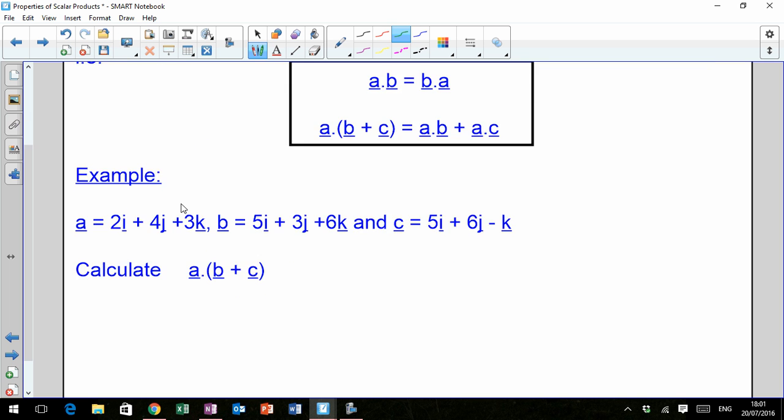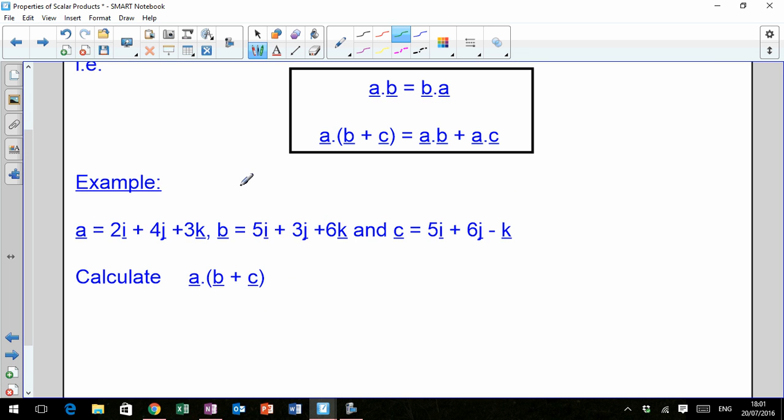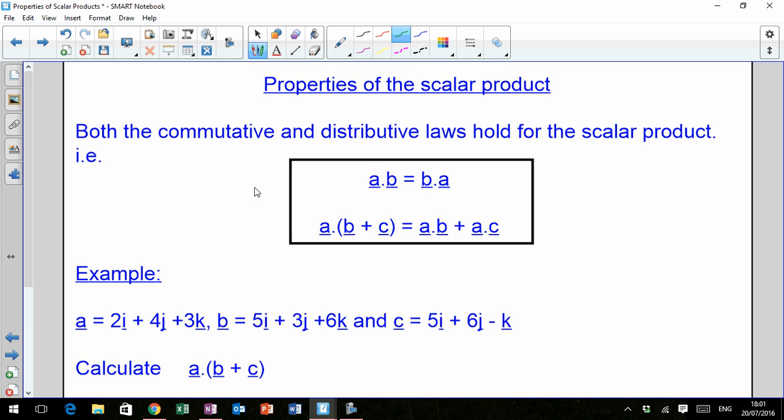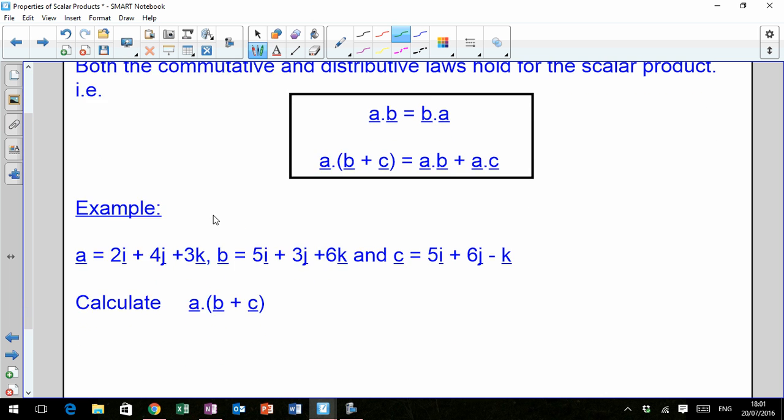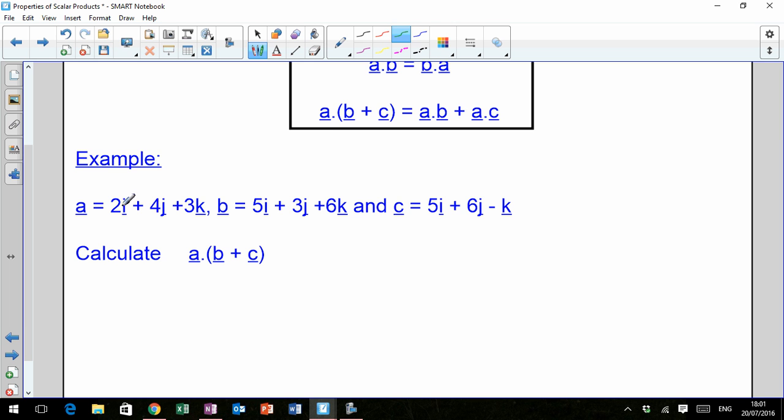So I'm going to do two examples. First one here, again, just give it a wee pause and copy that down. Example one: we're looking at three different vectors, and we're looking to calculate a dot (b plus c). Now because we know the values of b plus c here, we can calculate b plus c first and then dot it with a. But an alternative is to do a dot b plus a dot c.